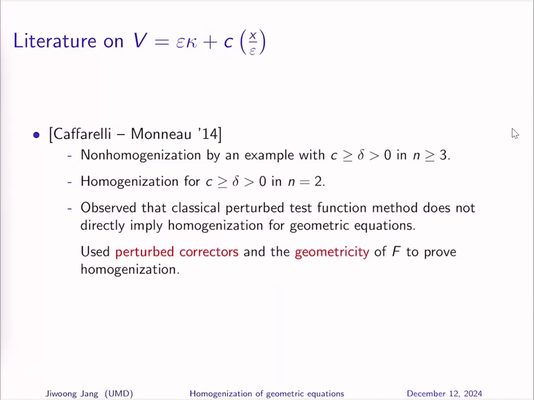So they derived the homogenization by assuming a stronger condition, namely that there are perturbed correctors. So they assume the stronger condition, and for the positive forcing, they also prove the stronger condition. So they prove indeed there are perturbed correctors for this problem, and then I'll discuss it in a minute.